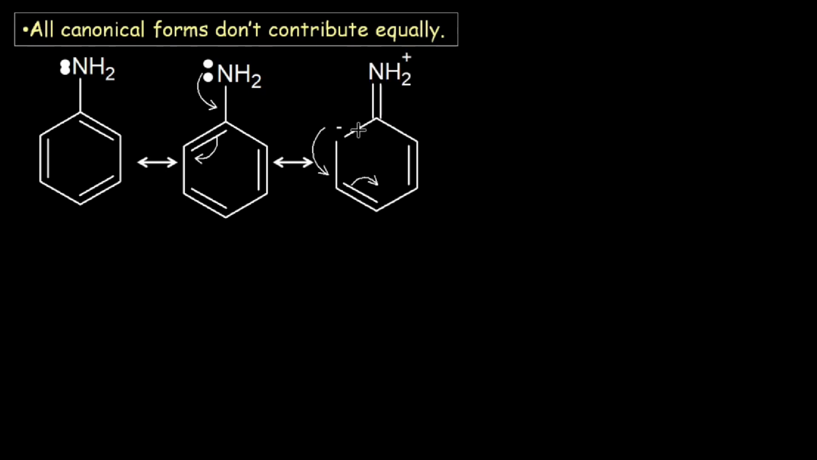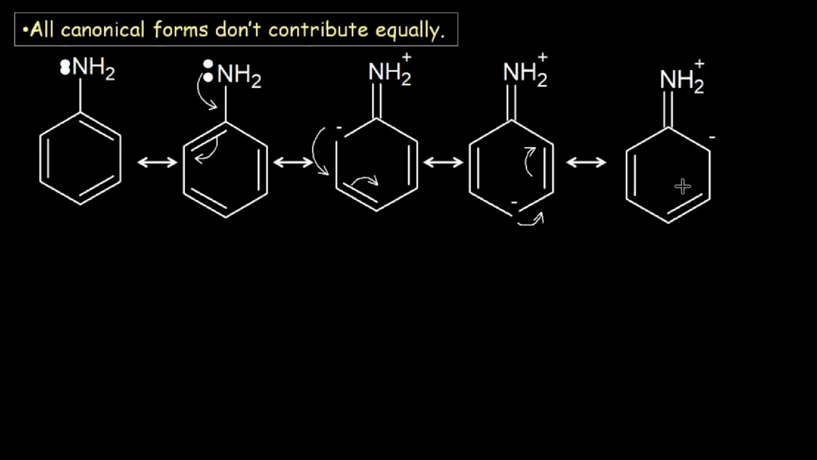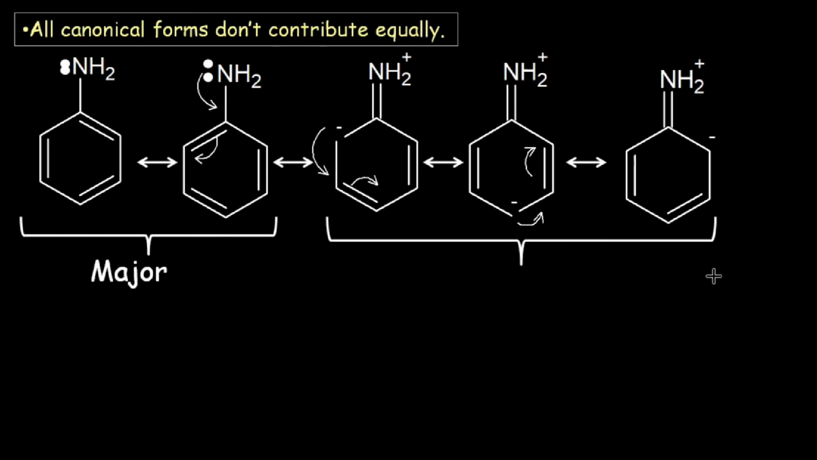Negative charge comes on this carbon. Now this negative charge can be shifted between these two carbons and this pi bond can break off. Now this is another resonance structure. But among these structures, these two structures will contribute majorly and will have the major contribution, while these three structures have minor contribution.